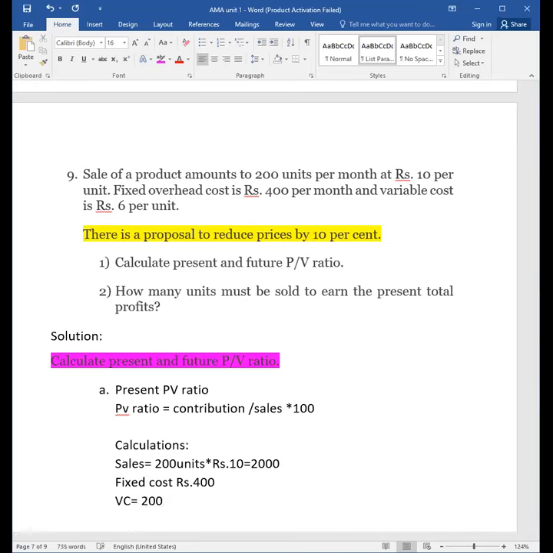VC is equal to, they have given you 6 per unit. Number of units is 200. 200 units into rupees 6 is equal to your total variable cost. How much are you getting? 1,200.